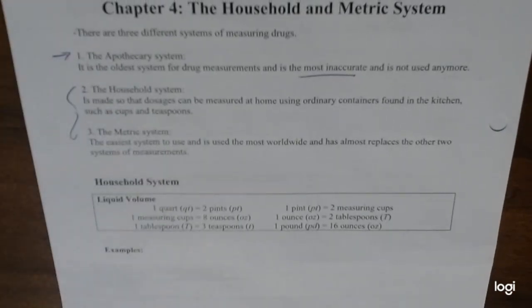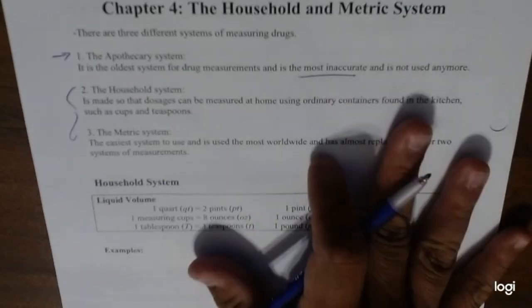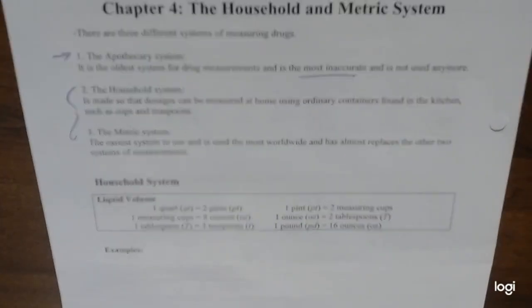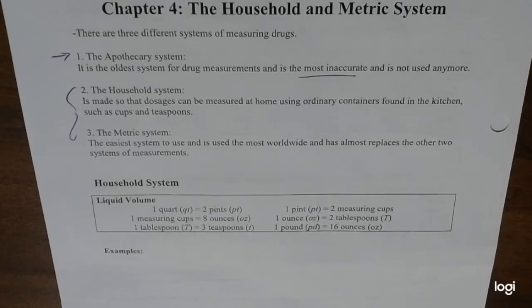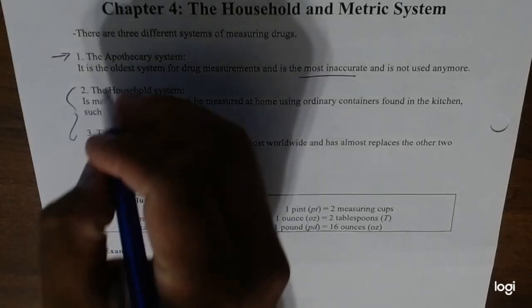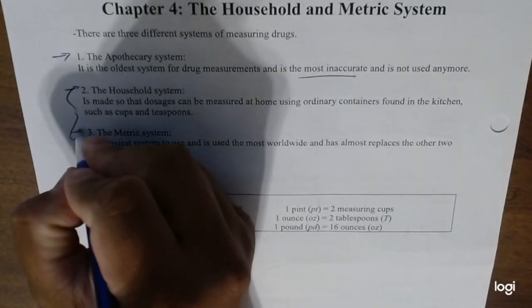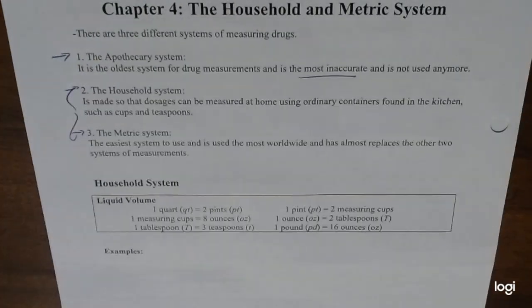The second one is called the household system, and it is made so that the drug can be measured at home using ordinary containers found in the kitchen, such as cups and teaspoons. We all see that if you guys are cooks. The next one is called the metric system. It is the easiest system to use and is used the most worldwide and has almost replaced the other 2 systems. Since we live in the United States, we actually use the household system far more than the metric system. Believe it or not, the rest of the world uses the metric system, pretty much making the others obsolete. We're one of the only countries that use both.